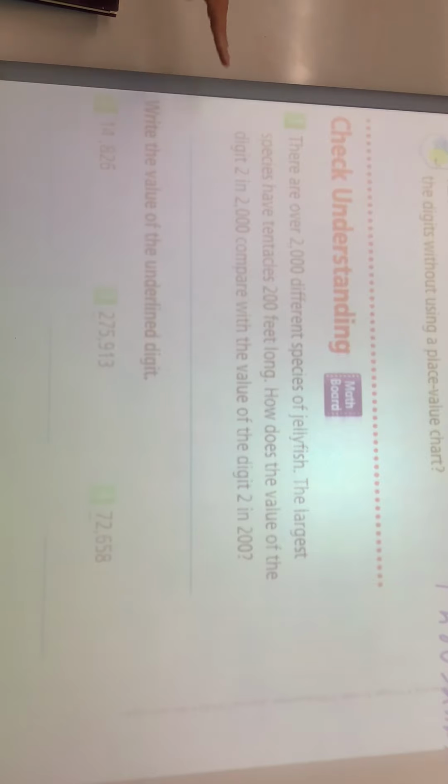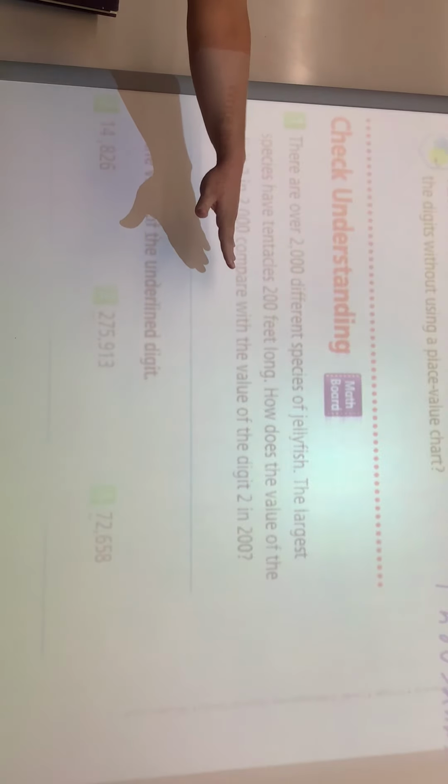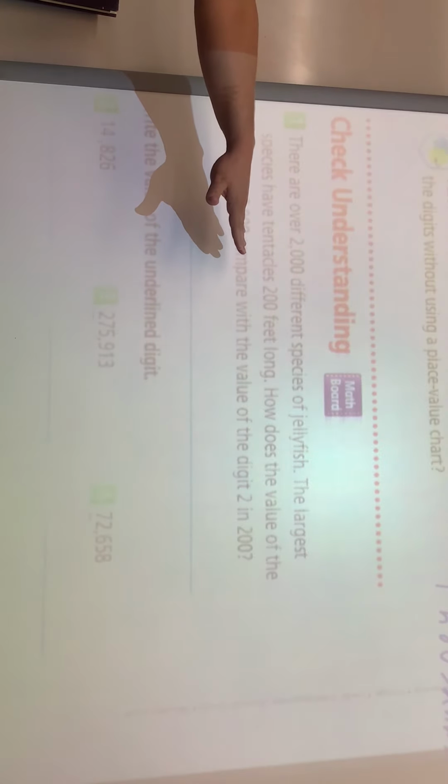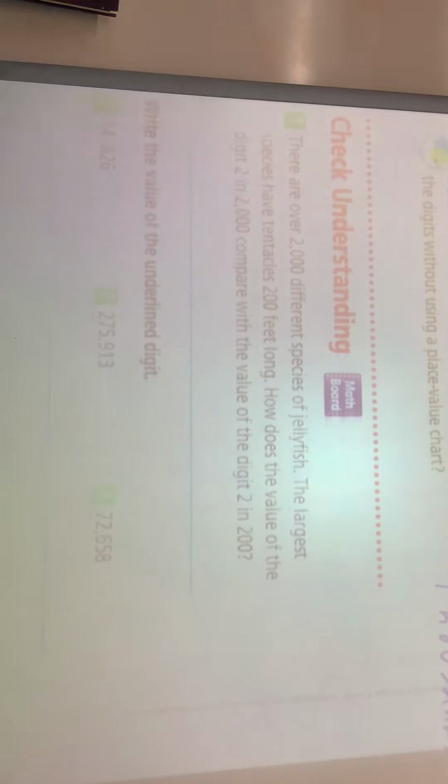Okay, guys? So the answer here is what? It's how much bigger? Yeah, the jellyfish, yeah. 2,000 is 10 times bigger than 200. What would be the other way you could say it? 200 is 10 times smaller than 2,000. Okay, those are the two ways that you could say it. Any questions? Nope.